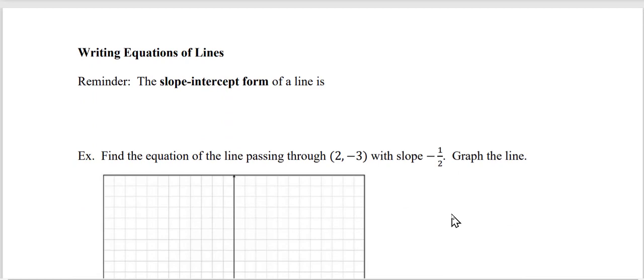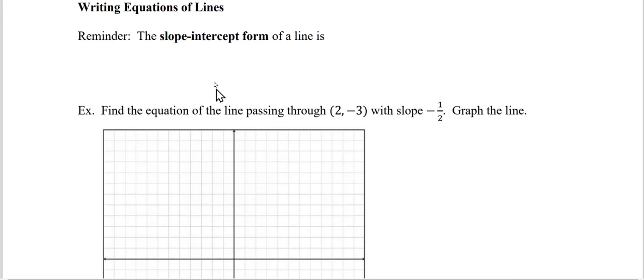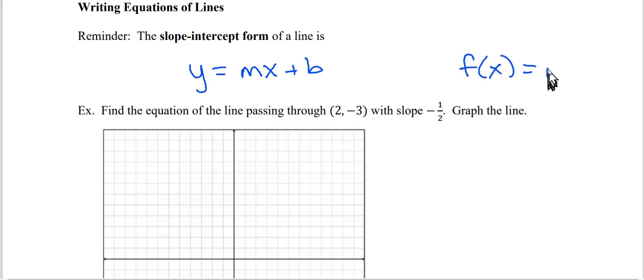Let's talk about writing equations of lines. We saw the slope-intercept form is y equals mx plus b. You could see it in function notation, f of x equals mx plus b. You're probably very familiar with that. Usually by this time, students are pretty comfortable with lines. This question asks us to find the equation of the line passing through (2, -3) with slope -1/2, and then graph the line.